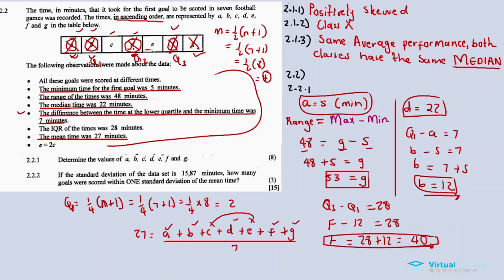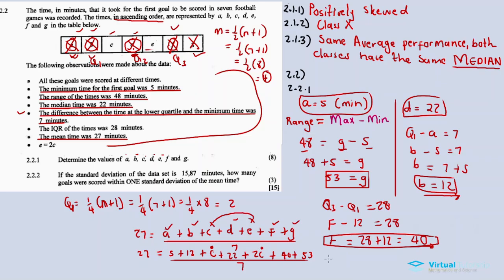Then we substitute again. 27 is equal to 5 plus 12 plus C plus 22 plus E. E is equal to 2C. So where there's E, I will put 2C. Why? I want to calculate the value of C, so I don't want to have variable E in this equation.